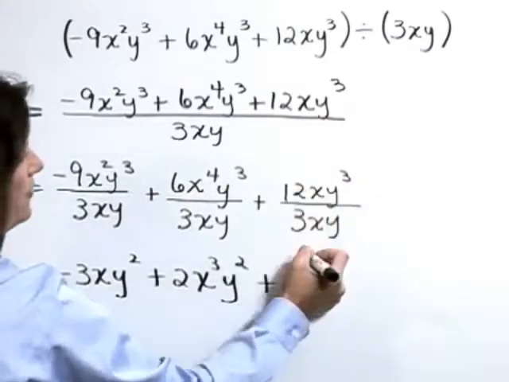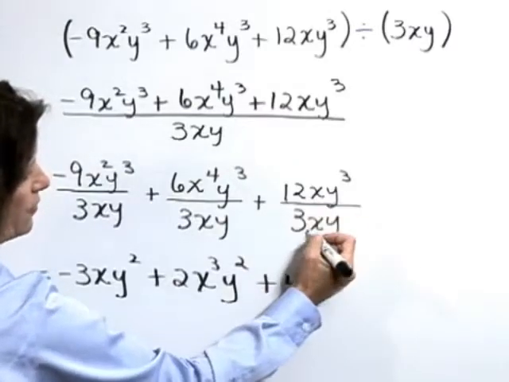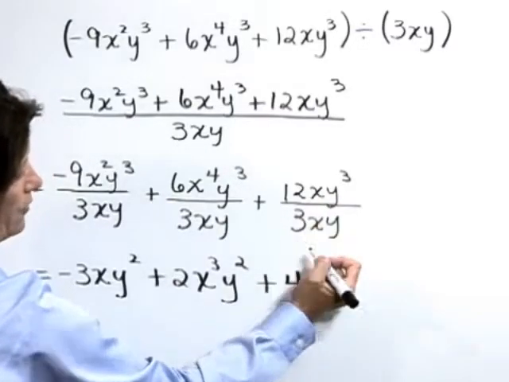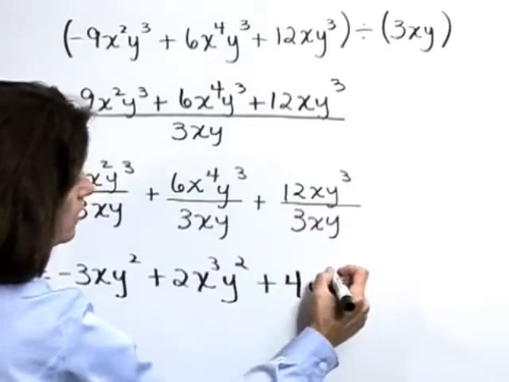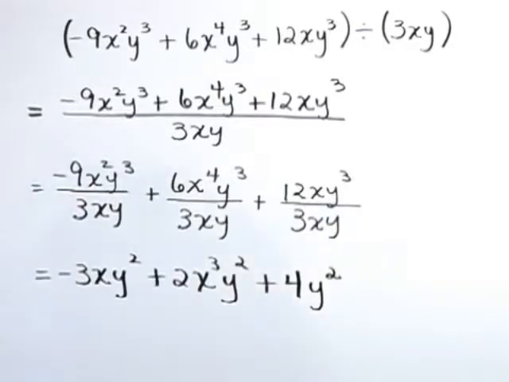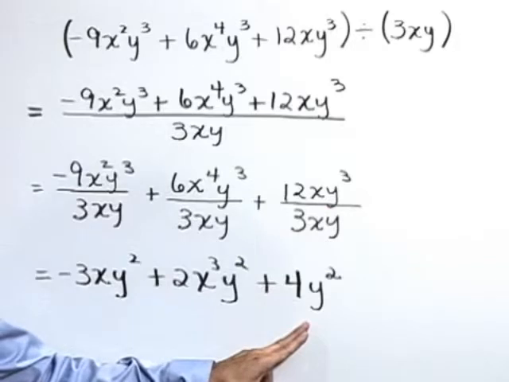Plus, our last term, 12 divided by 3 is 4. X divided by x cancels, so our x disappears. And y to the third divided by y is y squared. So after performing the indicated operation, our simplified form is negative 3xy squared plus 2x cubed y squared plus 4y squared.